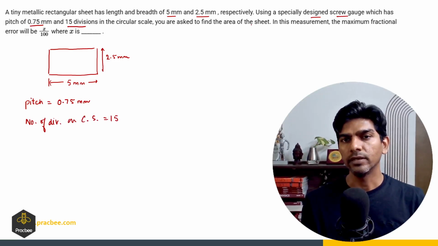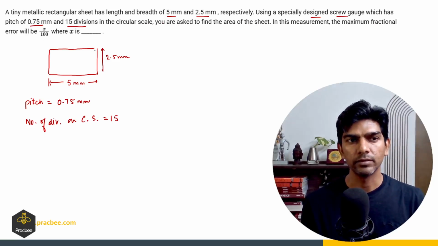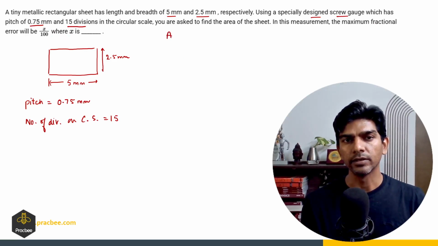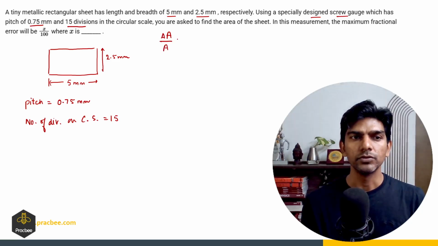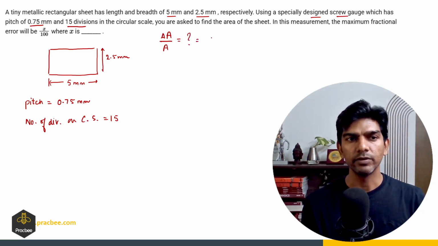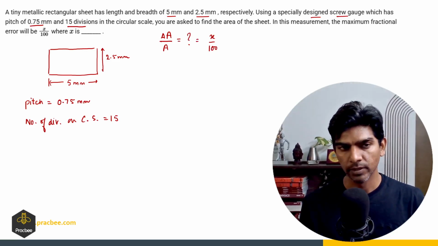You are asked to find the area of the sheet. In this measurement, the maximum fractional error will be x by 100, where x is. So let us say we are finding the area. The fractional error in the area will be delta A by A. This we have to calculate, and it is given as x by 100. So basically we have to find the value of x.